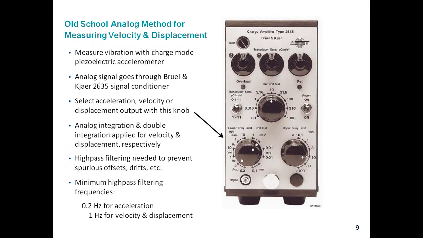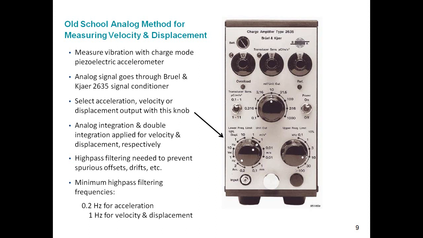Okay, now there are different ways we can measure velocity and displacement, as I've mentioned in previous slides. Well, here's another way, and I'm going to call this the old school analog method for measuring velocity and displacement via an accelerometer. So we're going to have an accelerometer, that's the transducer, and it's going to be a charge mode piezoelectric type. And there was a device at one time, maybe it's still commercially available, called a Brüel & Kjær 2635 signal conditioner or charge amplifier.